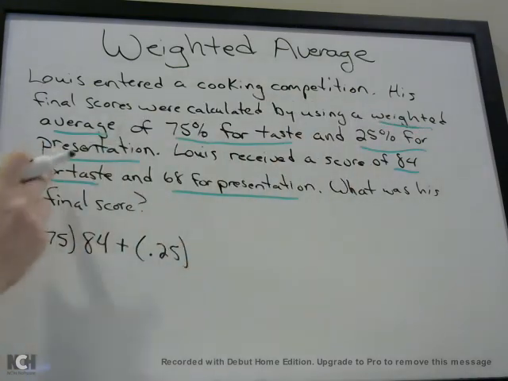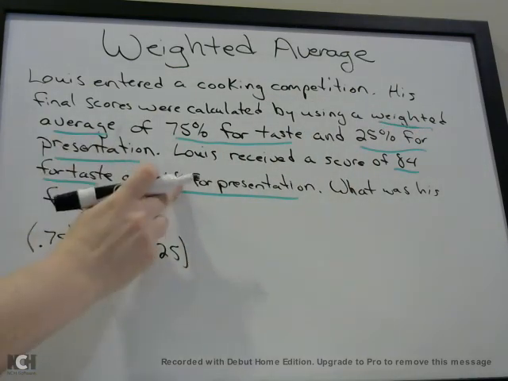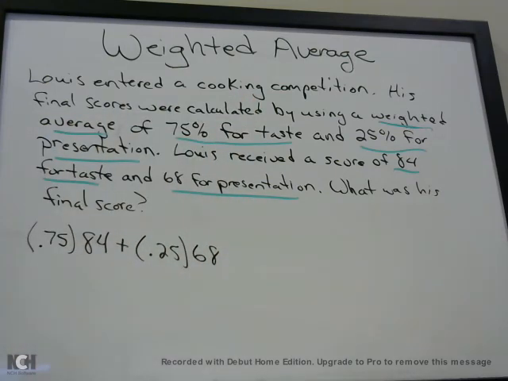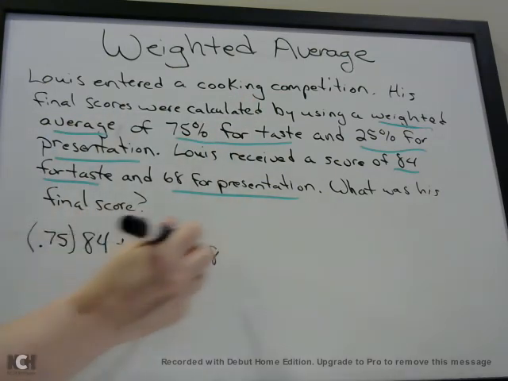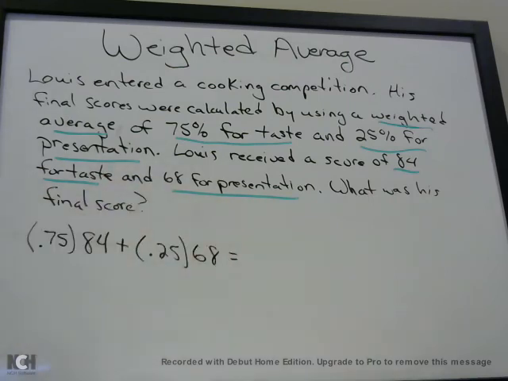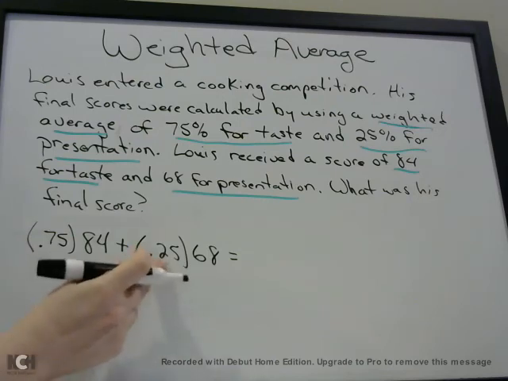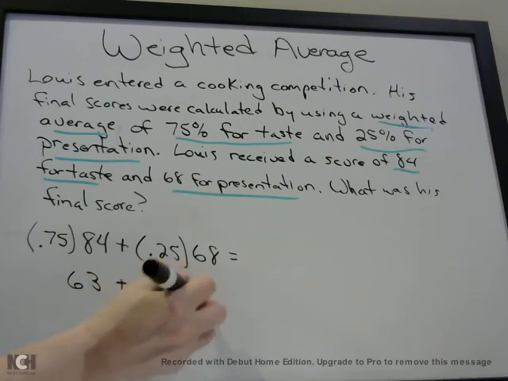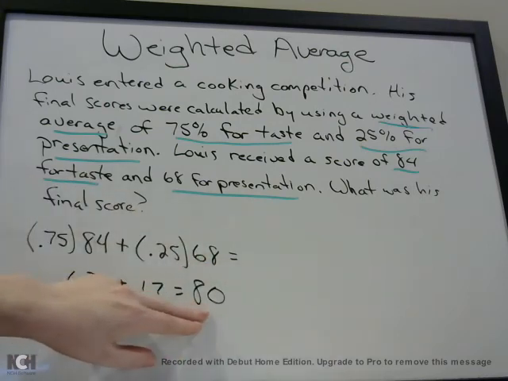So 25% for presentation. What did he get on presentation? He got a 68. And that was it. There's only 2 categories. If there were more, we would continue. But that's it. So all you do, plug that into your calculator. 0.75 times 84 is 63. 0.25 times 68 is 17. You add those 2 numbers up, and you're going to get 80. So his final score is 80.